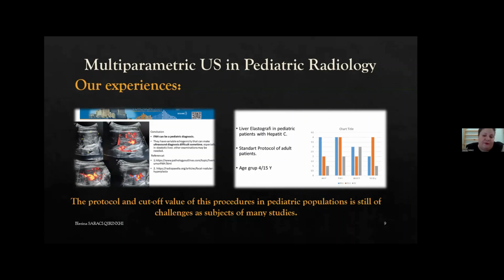The age group was from 4 to 15 years old, and the chart represents the stages of fibrosis that we found. Usually we found F0 to F1, which is the normal range, and fewer of them had F2 grade fibrosis. No one had grade 3 or grade 4, virtually.